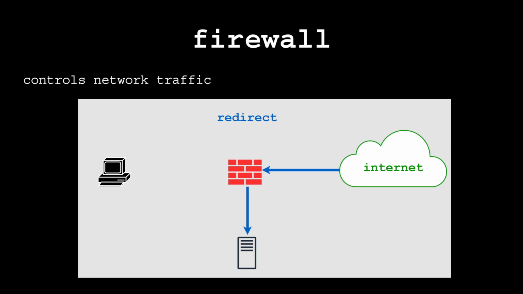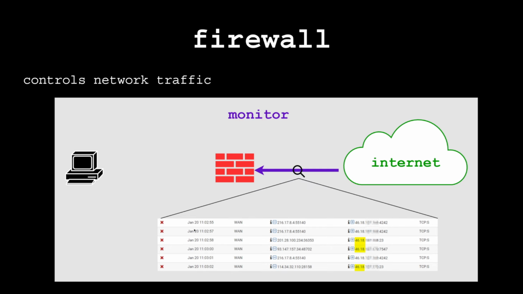We can also tell the firewall to redirect any traffic. So, for example, any traffic from the internet gets redirected somewhere. For example, this server here, which we call the demilitarized zone, but we'll go through that very soon.